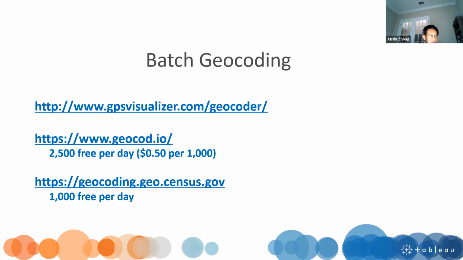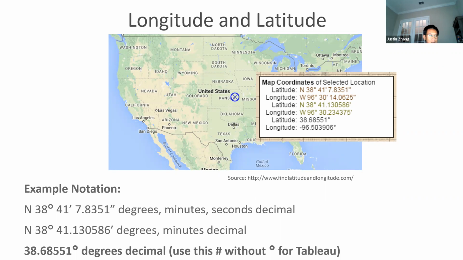Latitude and longitude are typically expressed in one of two ways. For example, the latitude shown here is north 38 degrees, 41 minutes, and 7.8351 seconds. Most business intelligence tools and mapping software geocode using decimal degrees. The math conversion between the two is very simple: just divide the minutes and the seconds by 60.